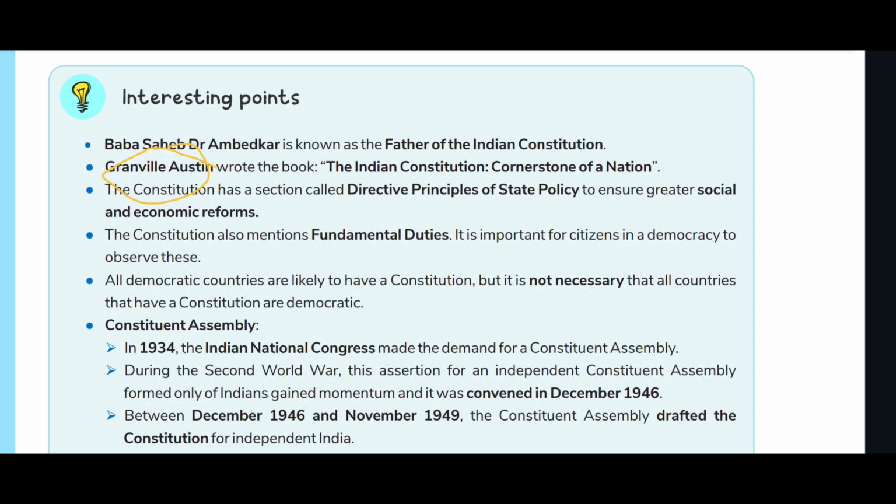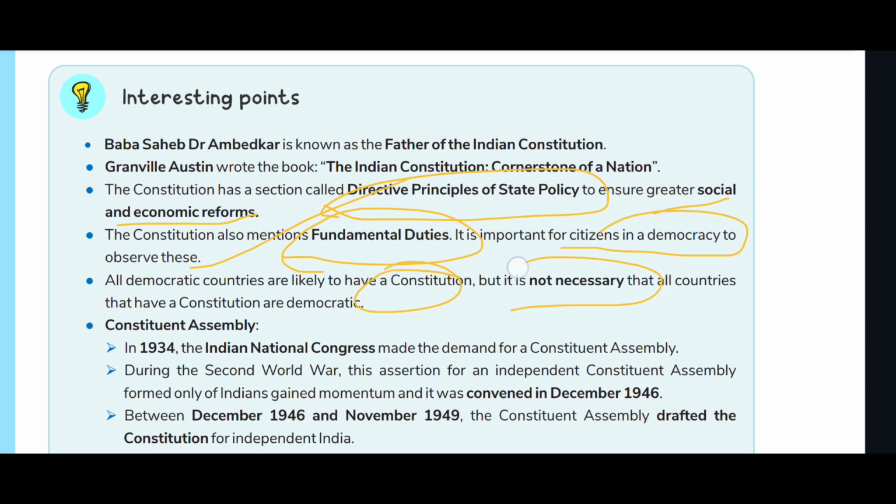Granville Austin wrote a book, The Indian Constitution, Cornerstone of a Nation. The Constitution has a section called Directive Principles of State Policy to ensure greater social and economic reforms. The Constitution also mentions fundamental duties. It is important for citizens in a democracy to observe them. All democratic countries are likely to have a constitution, but it is not necessary that all countries that have a constitution are democratic.